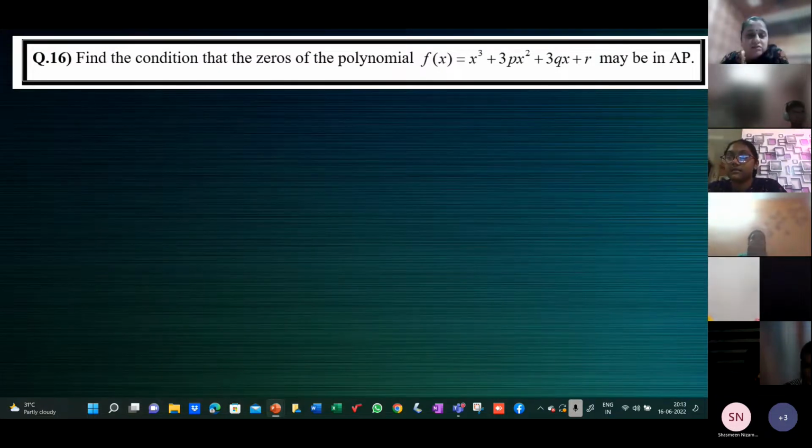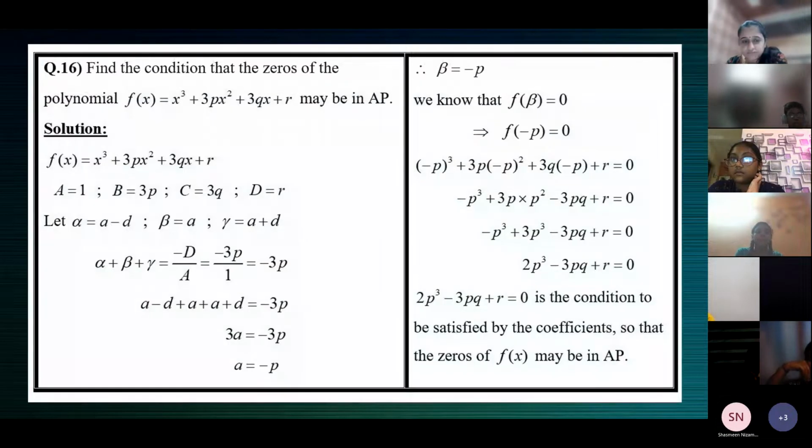Find the condition that the zeros of the polynomial f of x, which is again a cubic polynomial, may be in AP. You need to find the condition so that the zeros are in AP. We have understood a similar sum earlier.